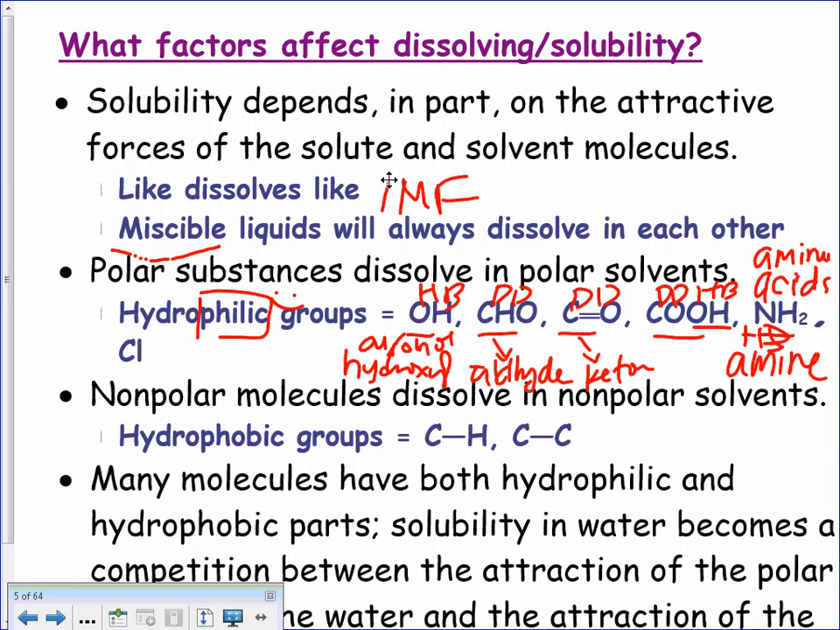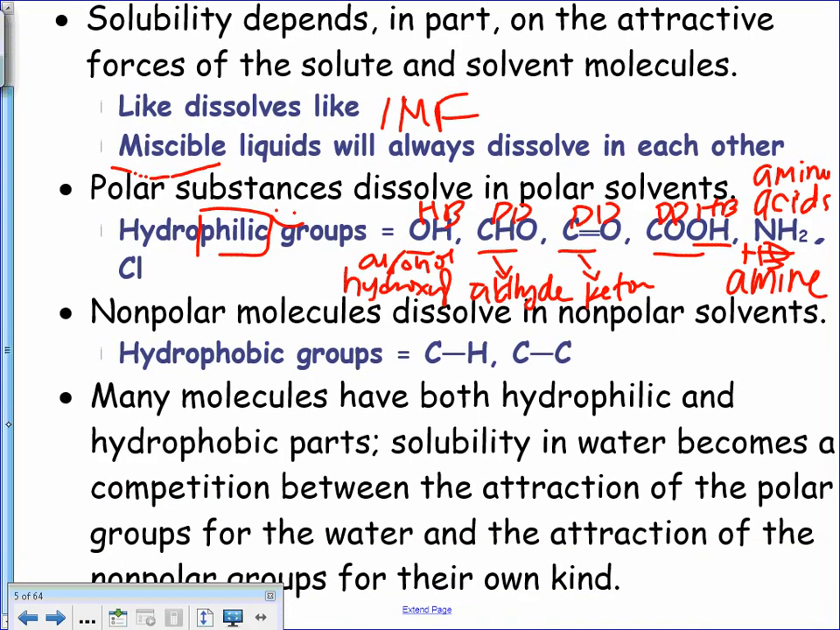Okay, so those are going to dissolve in polar solvents. So it's not just like, oh, it's a polar molecule. You also want to be able to describe which part of the molecule is going to be actually interacting with the solvent. Nonpolar things are going to interact really, really well with nonpolar solvents. What's a great nonpolar solvent?